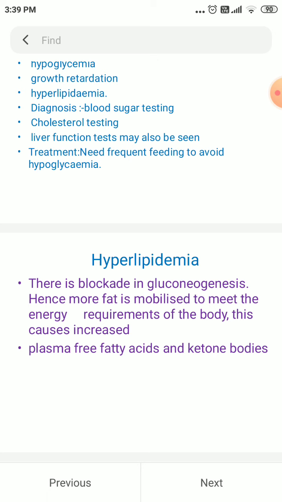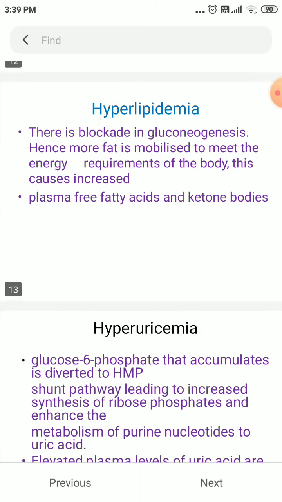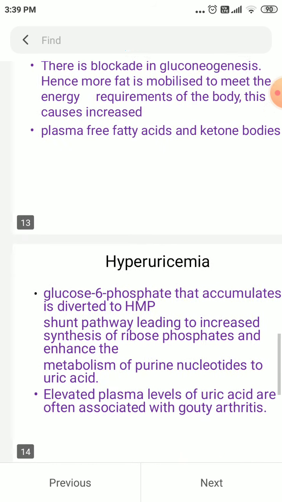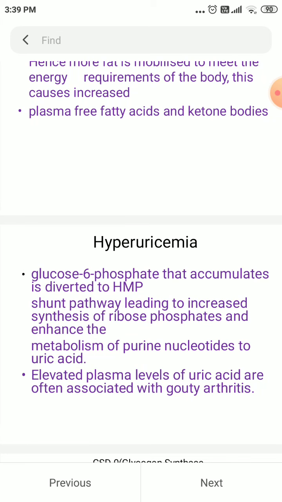So this is the condition called the hyperlipidemic condition. And you can also make out hyperuricemia along with this hyperlipidemia in case of glycogen storage disease 6, that is Hers disease. So what is going to happen here? Glucose 6-phosphate, which is going to get accumulated, is further getting diverted to the HMP pathway.